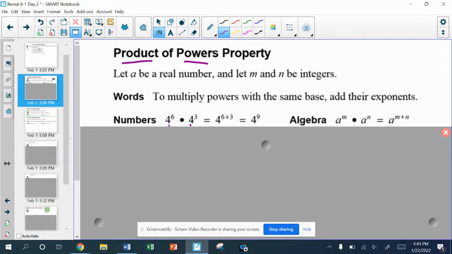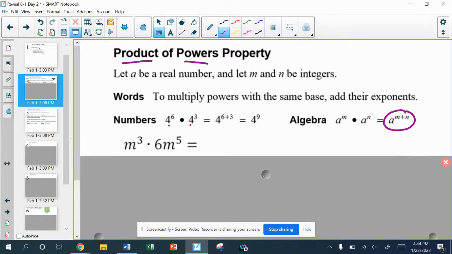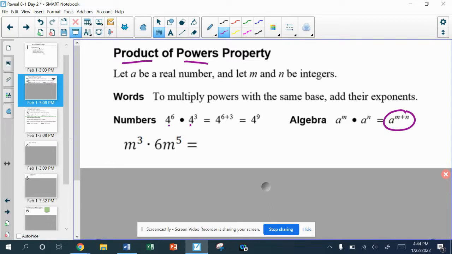And I can do the same thing with variables. So if I had a to the m and a to the n, I would add those exponents and I would get a to the m plus n. Now, I have a couple of examples like that.